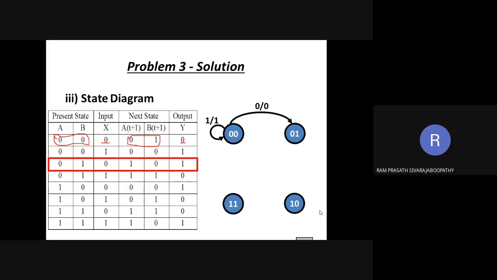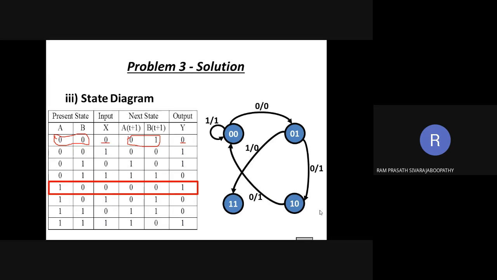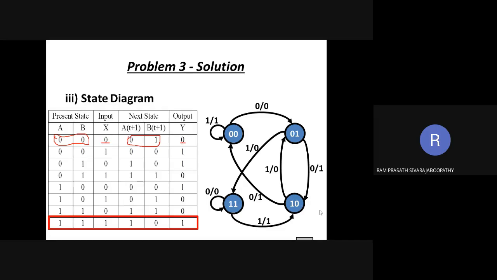Next combination 01 to 10. Input is 0, output is 1. Next combination 01 to 11. Input is 1, output is 0. Similarly 10 to 00. Input 0, output 1. Similarly 10 to 01. Input 1, output 0. Then 11 to 11, a self loop, both input and output are 0. So 0 by 0. Finally 11 to 10. Input is 1, output is 1. That's all about the state diagram.